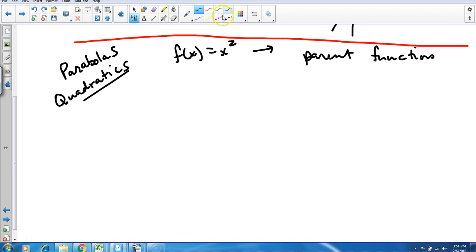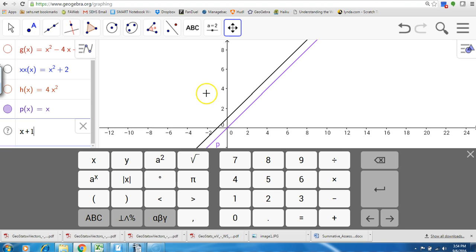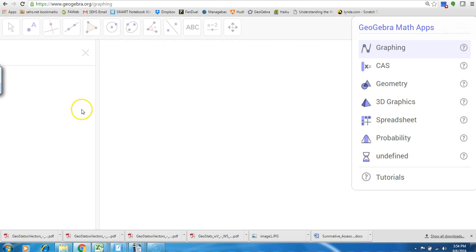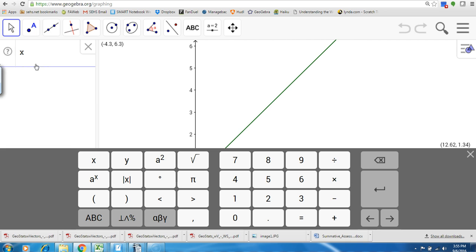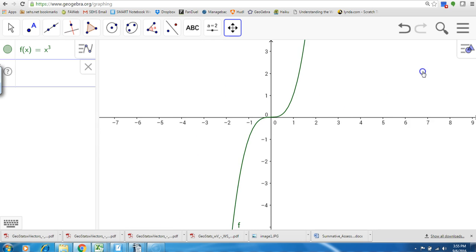Last one that we're going to take a look at here is the cubic, the cubic functions. Parent function looks like this: f of x equals x cubed. All right, let's go back to our GeoGebra here. Start a new one just to give you a nice fresh page here. The cubic functions look like this: x cubed. We're going to come down here. Let's take a look at what these things look like.